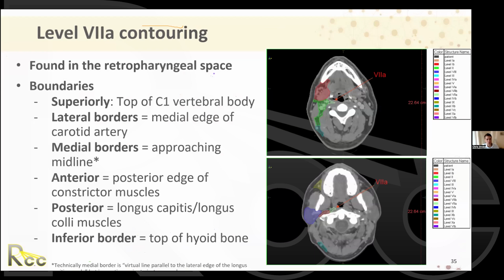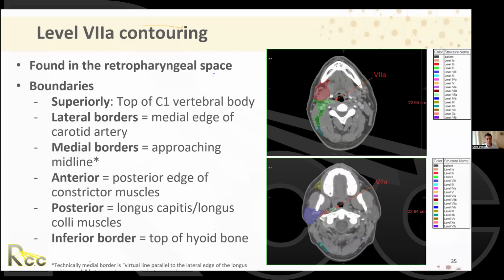So again, just to go over, we'll do the same thing we did last time, where I'll formally introduce the boundaries of this, and then I'll pull up the exact same set of slides, and we'll go through from the skull base down, looking at all of these in detail. But for level 7A, it starts at the top of C1. Its medial edge is the carotid body. The lateral edge is the medial carotid artery, and the medial edge approaches midline.